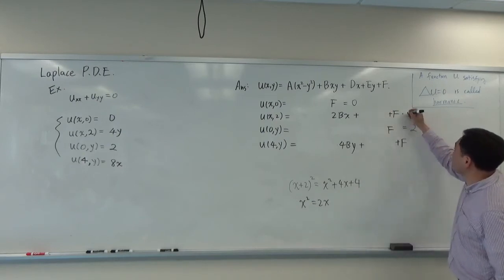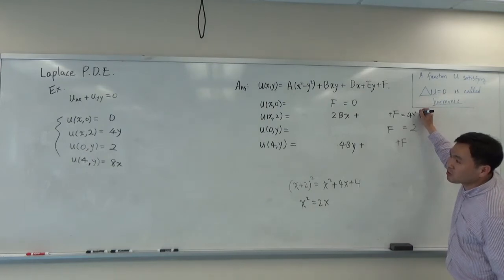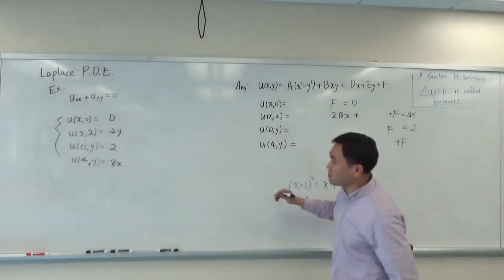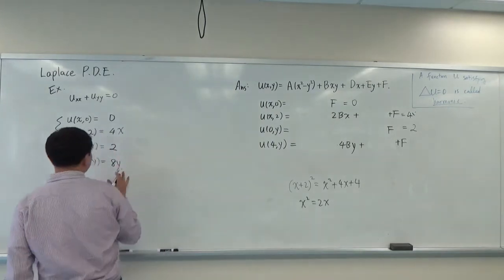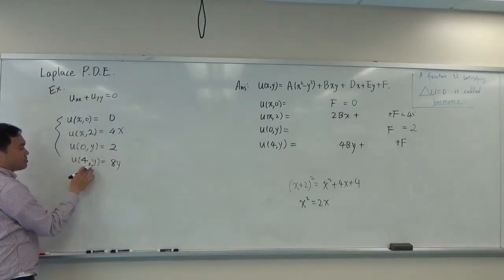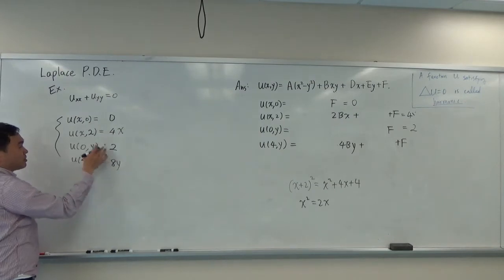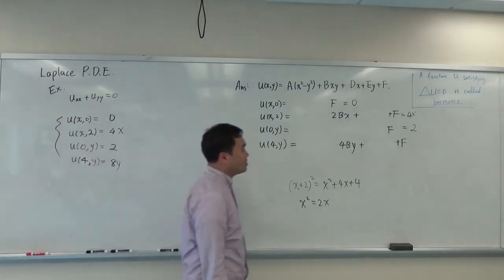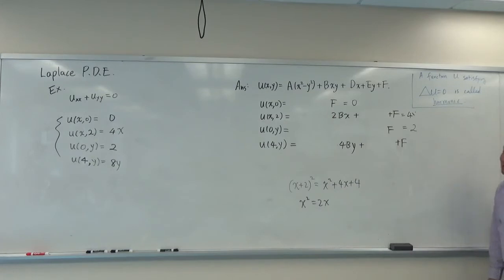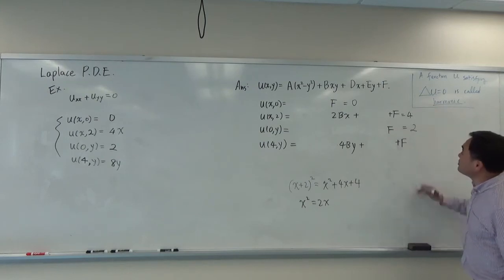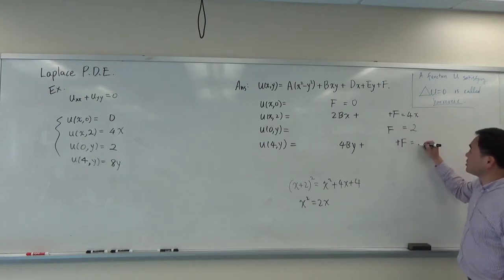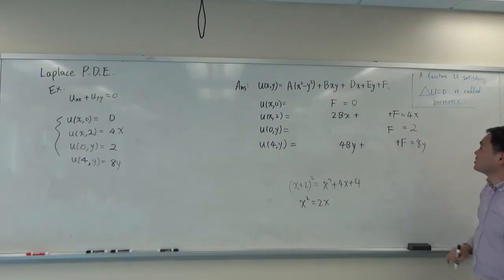So we have that, and I need this to be 4y. What? Oh, I messed up. Sorry. This should have been x. This should have been y. It doesn't make sense, right? So it's a function of y, so I better put y here. Function of x. Why did I make that mistake? That's terrible. Anyways, so this should be 4x, and this should be 8y.